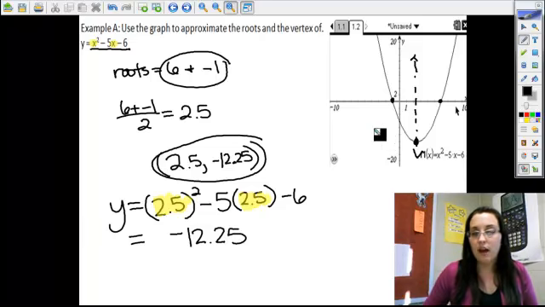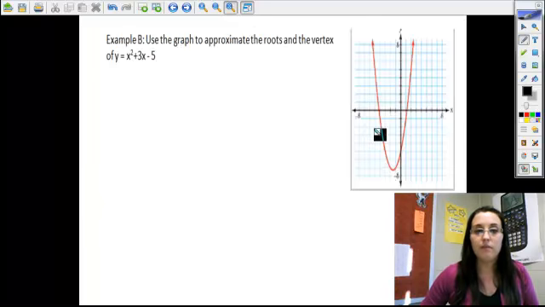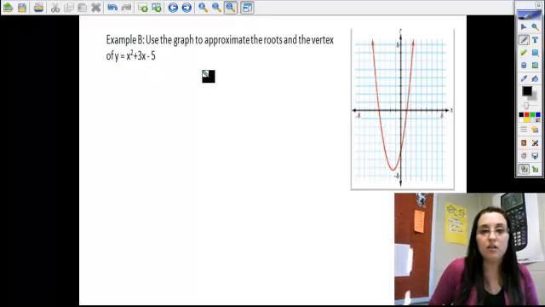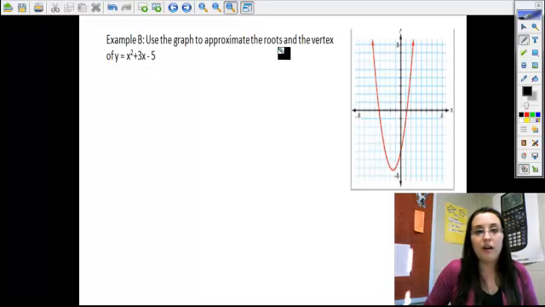What I want you to try is to do that exact same thing for the next example. So you've got your equation, you've got your graph. I want you to try and approximate the roots and the vertex for that graph and bring that to class tomorrow.